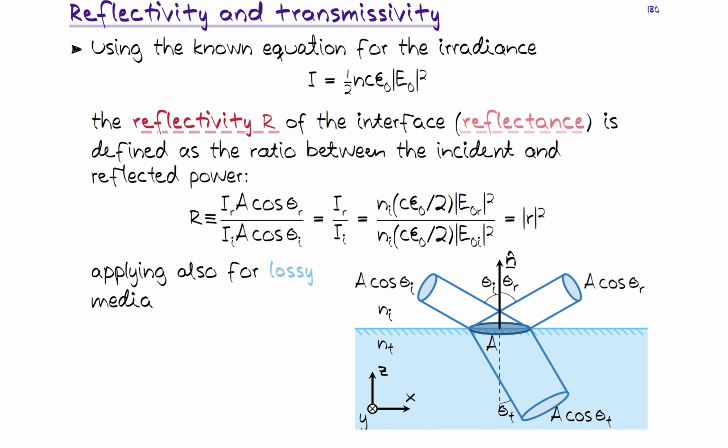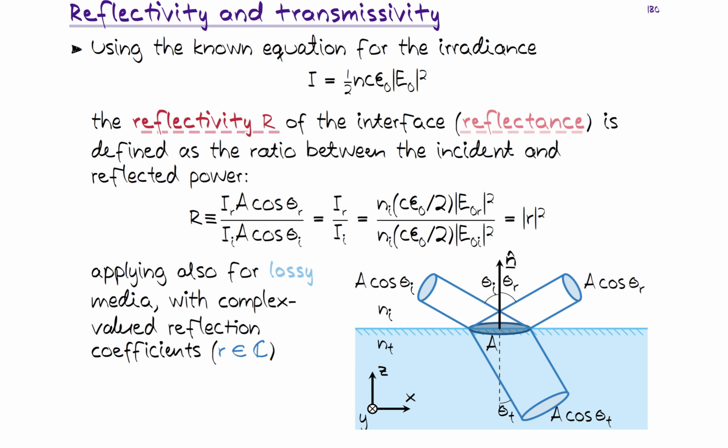And this definition we can also easily apply for a lossy medium. And that means that we would have a complex valued reflection coefficient. Mathematically, that would state that r is a complex number, since we have the modulo square there. So we could also extend our situation to a case where there will be some losses, absorption, and that would also affect the reflectivity.